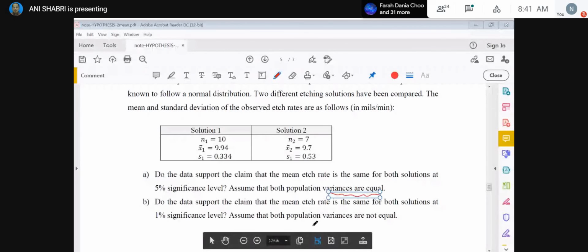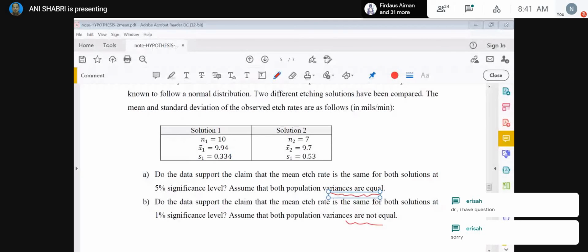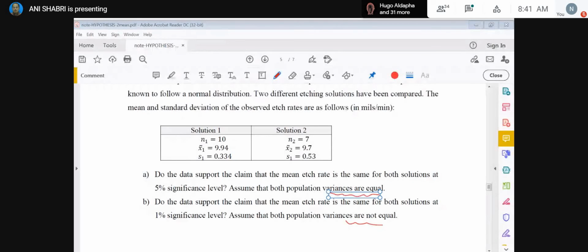Siapa nak buat ni? Siapa pernah kena ni? Okay, Erisan nak buat ke? Okay, siapa nak buat ni? Okay, Nur Iqbal ada. Nur Iqbal Putri.